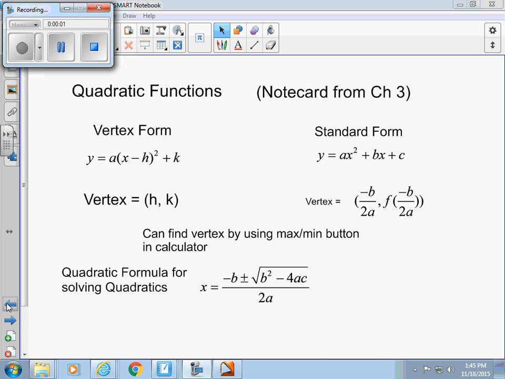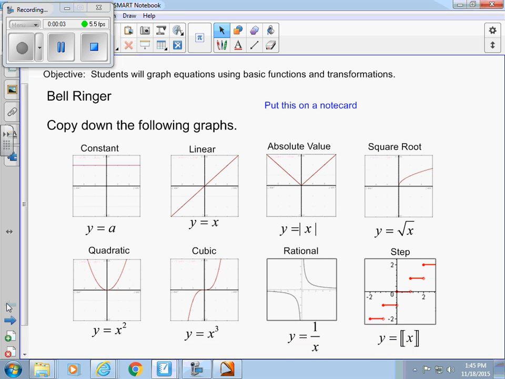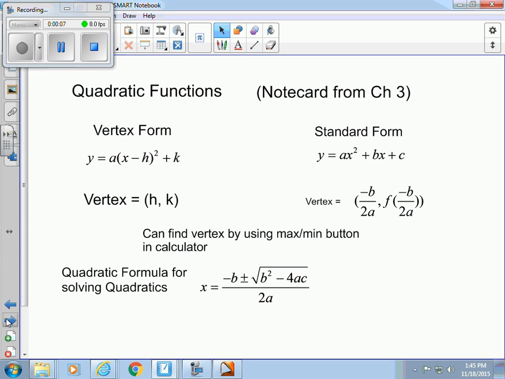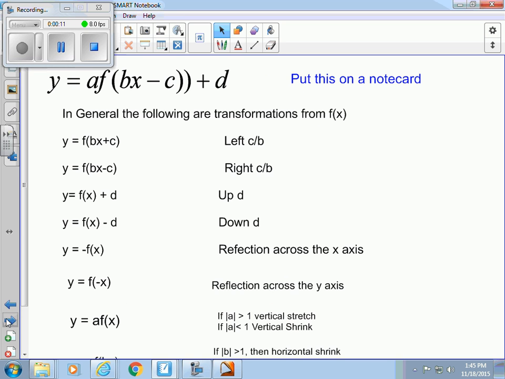Those of you watching at home, there are 3 note cards that you need to have. This one needs to be labeled families of functions. This one needs to be labeled quadratic functions. And this one needs to be labeled transformations. So put those in your flip charts and your note cards for later reference.